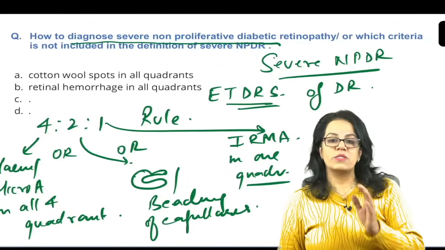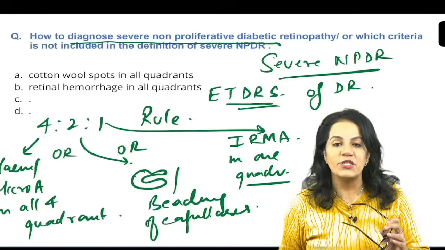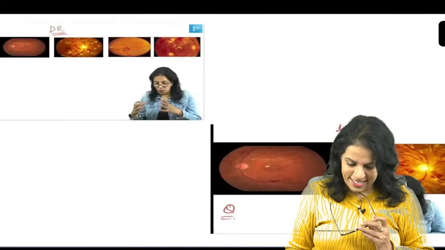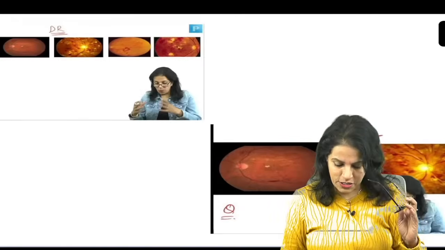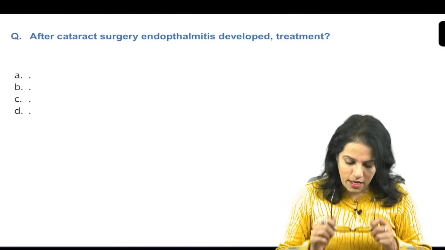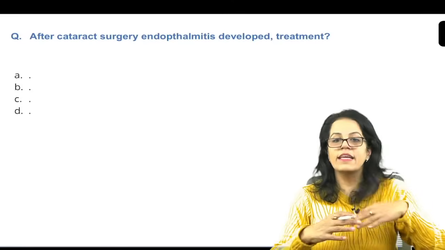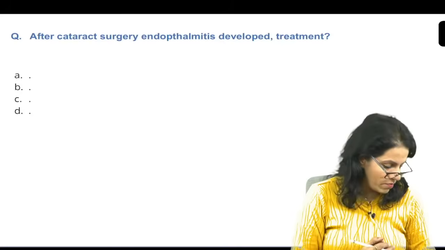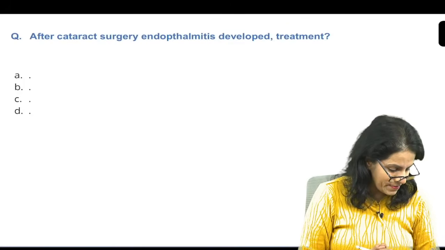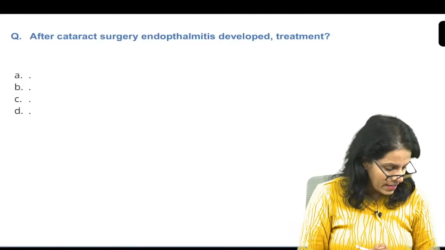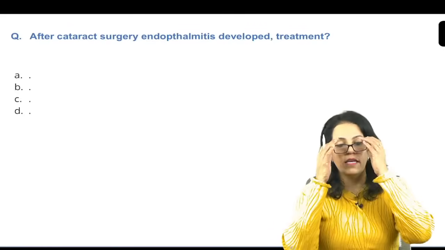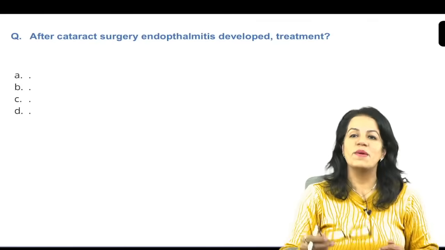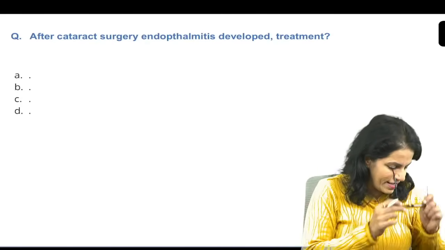So in this question, we have to know what is the definition of severe NPDR. Chalo, next question padhe. So again, this was all in the LRR discussion. I got this question this way. I've taken it the way I got it. So after cataract surgery, endophthalmitis, what is the treatment? Was this a question? Vishesh, agar accept bhi tha na, ki which is not included the criteria, once you know the 4:2:1 rule, you will be able to answer the question, isn't it?